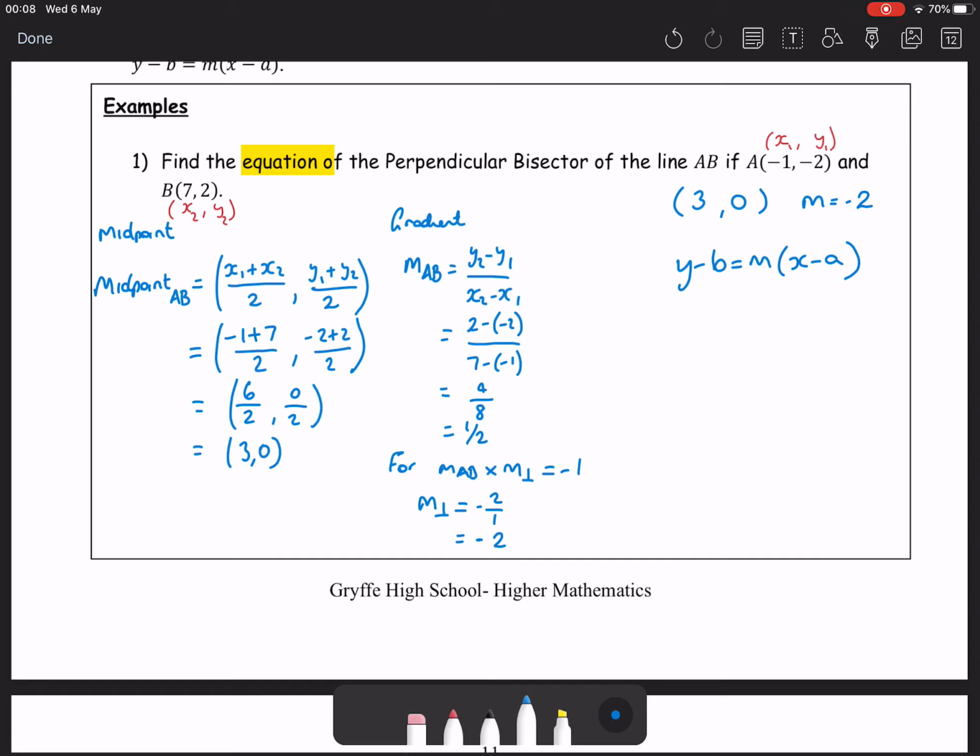We now have the point, the gradient, and now we can work out our equation. y minus 0 is equal to -2(x minus 3). y is equal to -2x plus 6, giving our equation.